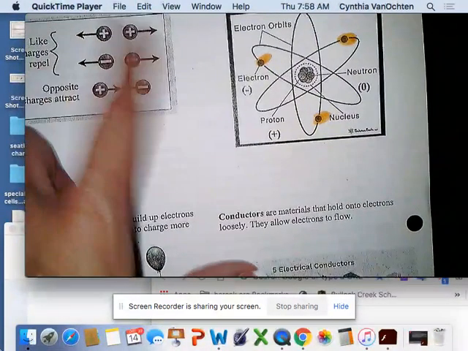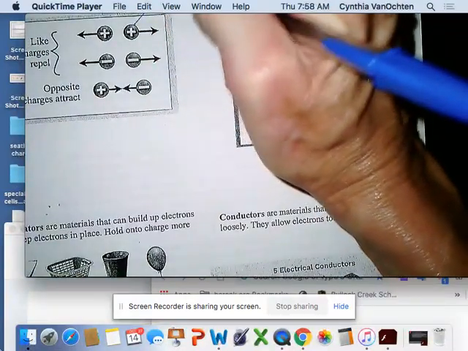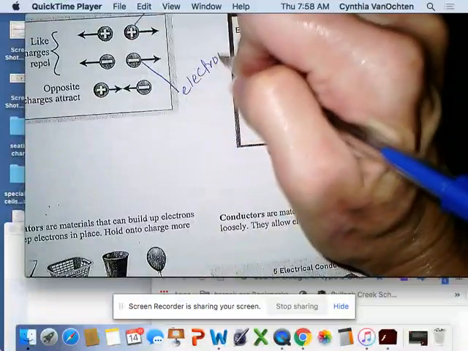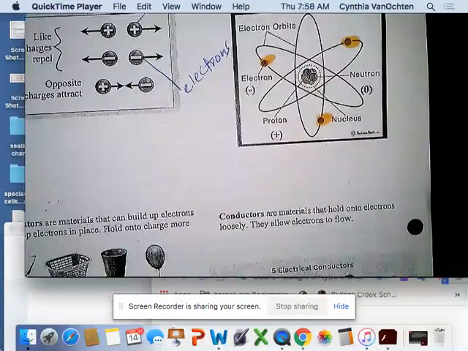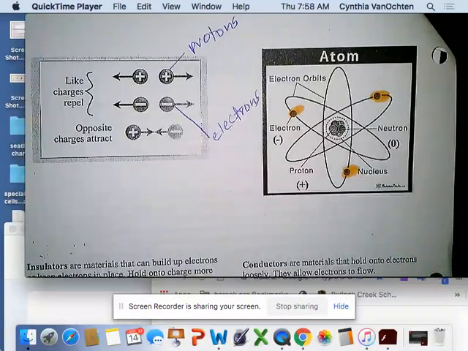Okay? That's what this is showing us. So remember, these are our protons. These are our electrons. And they're found in atoms. Okay? So we can watch how these charges interact by doing some static electricity experiments.